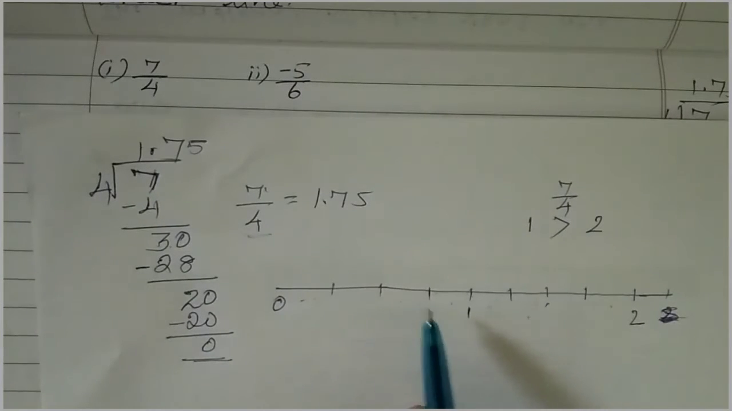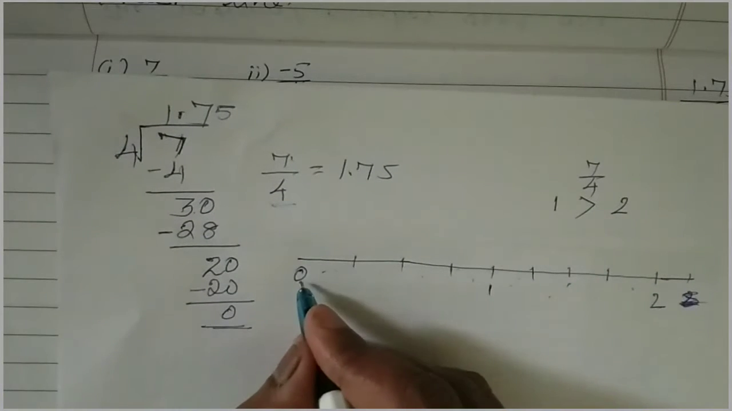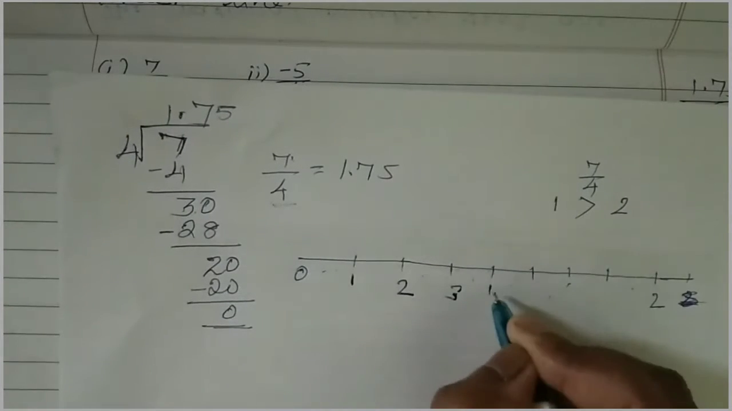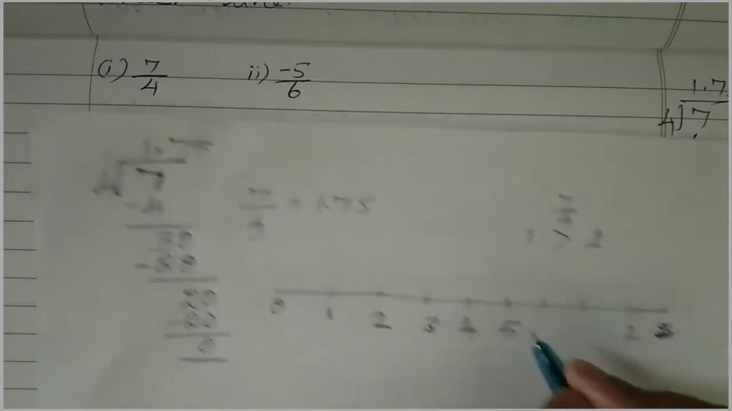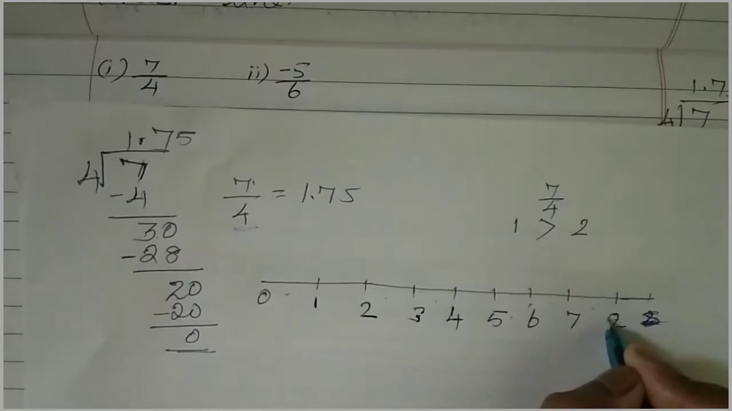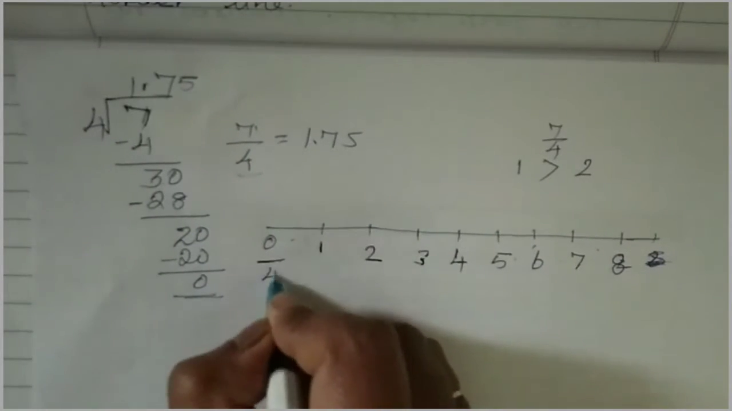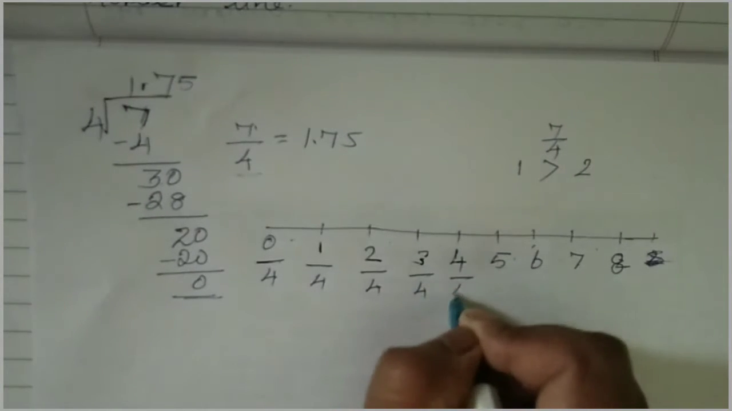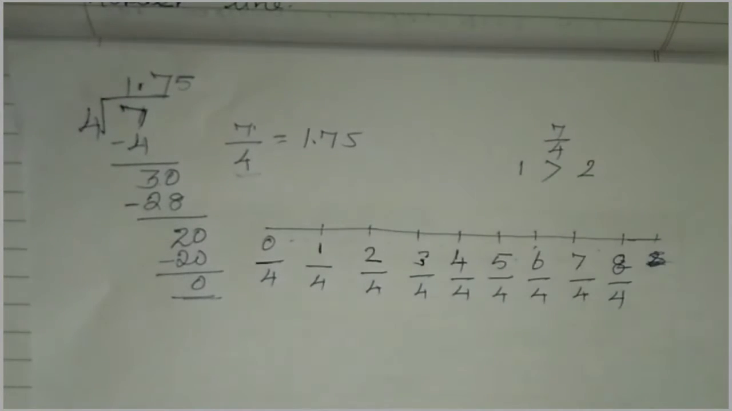Here we have split a total of 4 portions, right? First we take 0 here, and then 1, and then 2, and then 3, 4. After that, this is your 5, and then 6, 7, and 8. Now just write the denominator value. The denominator is 4 only, no? So all the values are divided by 4, like that.